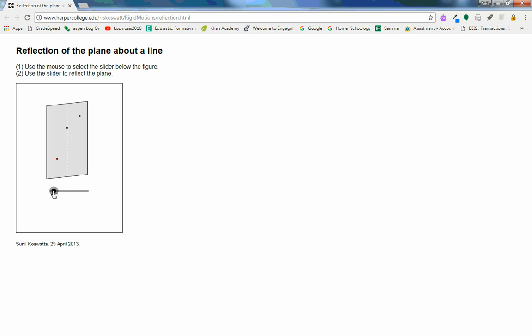So let me do that again. So here's where we were. This red dot's going to end up here. The black dot's going to end up over here, and the blue dot stays where it is because it is on the line of reflection. So that's what a reflection looks like. Anything on the left goes to the right, anything on the right goes to the left, anything on the line stays where it is. And that's what this lesson is about.